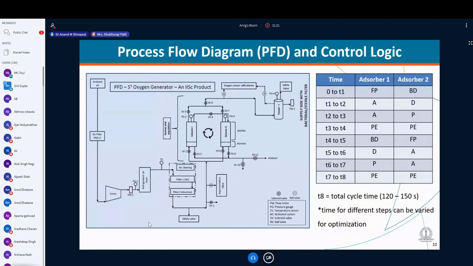And if the purity of the gas falls below 90%, then remedial action is taken, and in the worst case the system is immediately shut down. On the right hand side, you can see there is a table wherein we show from 0 to T1, T1 to T2, and so on up to T8. These are called the intermediate processes that a column goes through until it completes one full cycle.